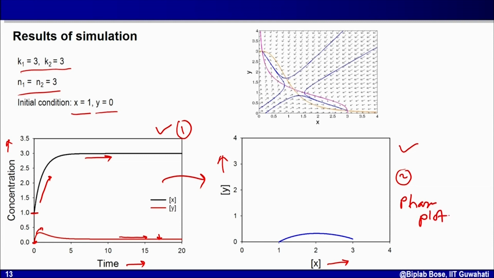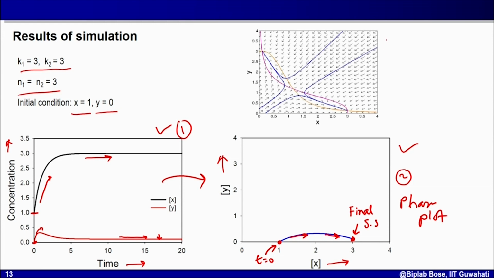If you see the phase plot, at t equal to 0, I have this position where x equal to 1 and y is 0. Then with time, the system moves to where ultimately x equal to 3 and y is slightly higher than 0. So this is my final steady state. So this is my phase plot.